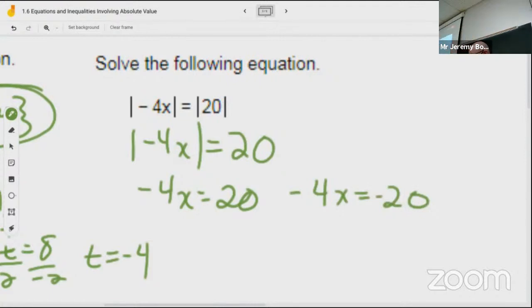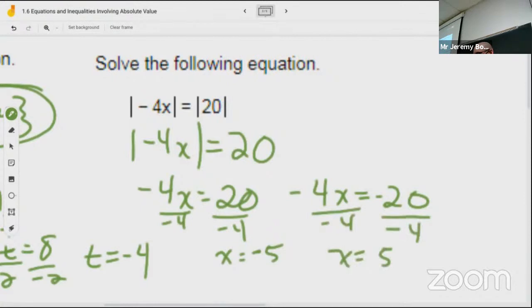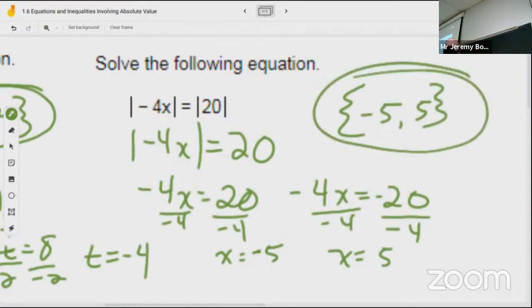And now we just got to divide both sides by negative 4. So x will equal negative 5 or positive 5. So that's going to be the elements in my solution set. Any questions on that problem?